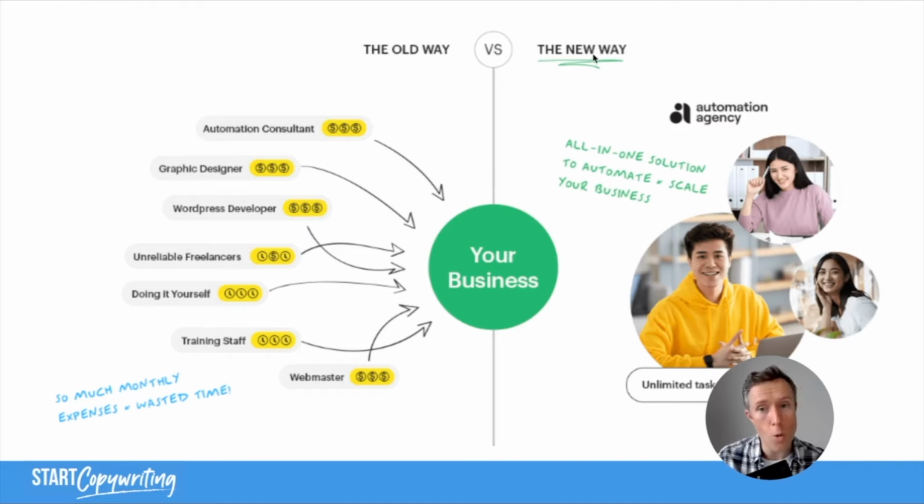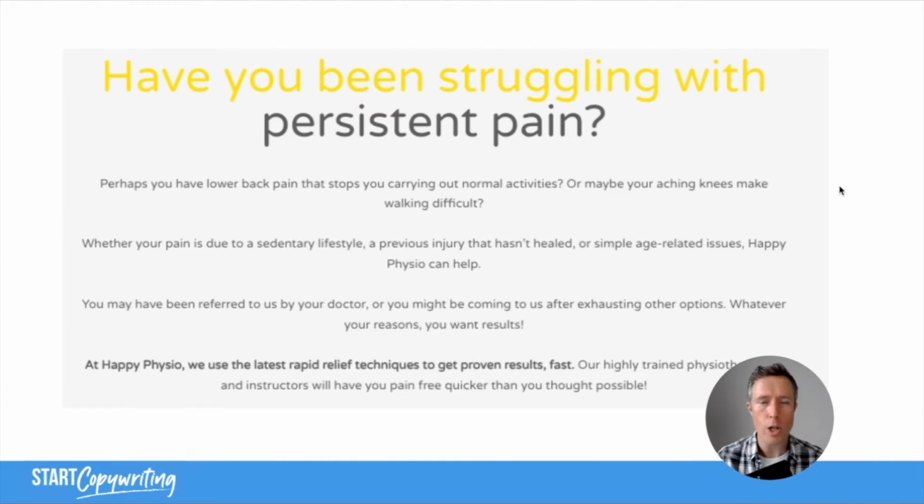Or you could do the new way, which is what they offer, an all-in-one solution to automate and scale your business, Automation Agency, and you can just submit unlimited tasks by just paying one monthly fee. You get access to all of these people, one monthly fee, and it's easy and simple and pain-free. So a great visual way of explaining, hey, these are all the problems, and this is the new way, our solution. It's a really interesting way of doing it there. Or you can just write copy instead of using a graphic like that.